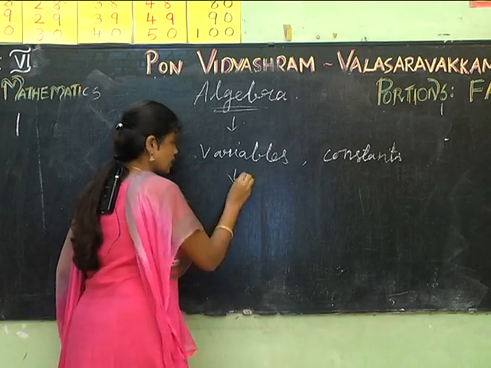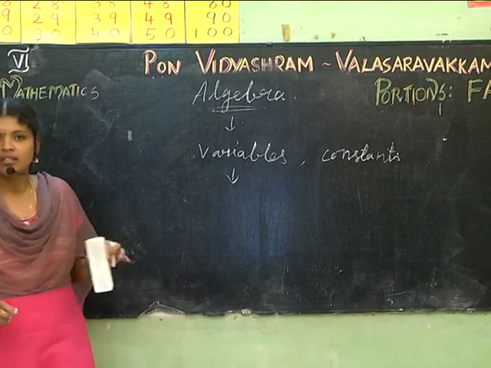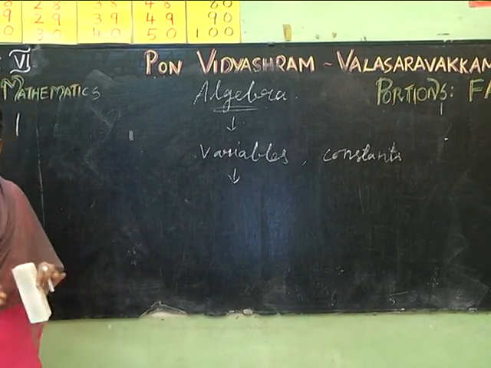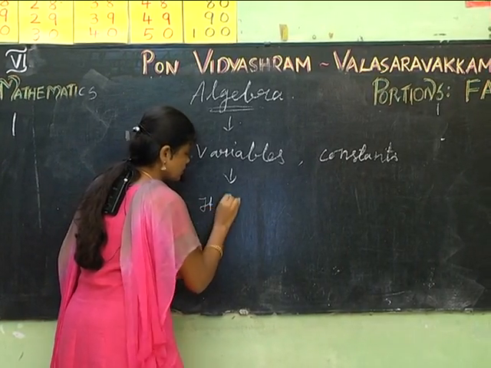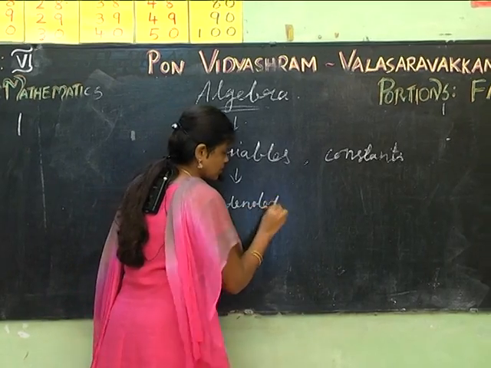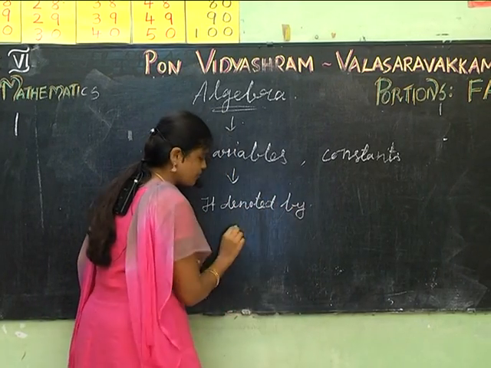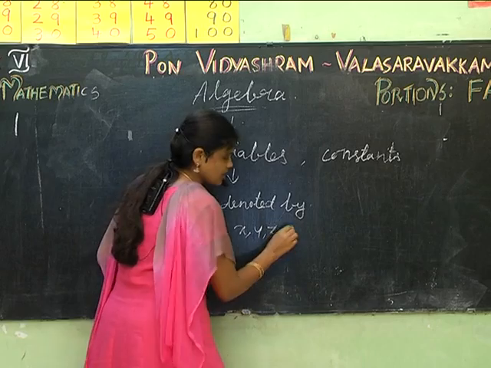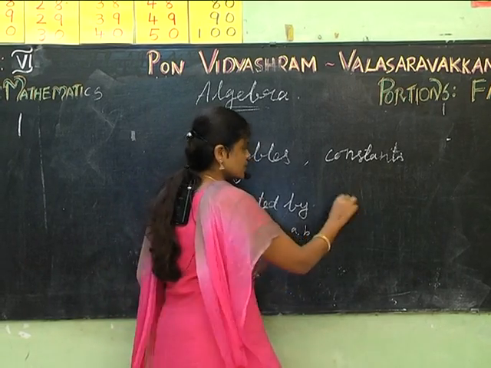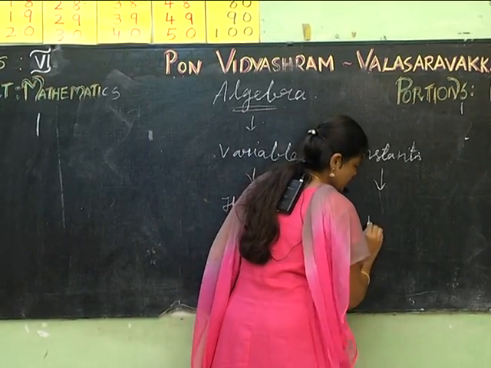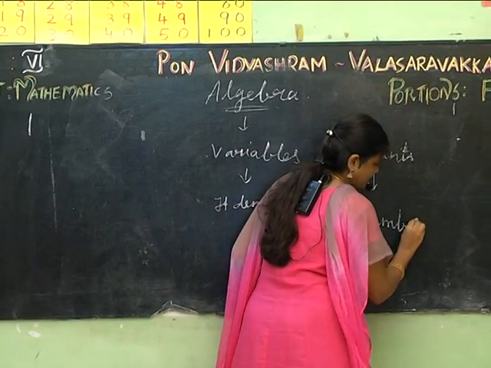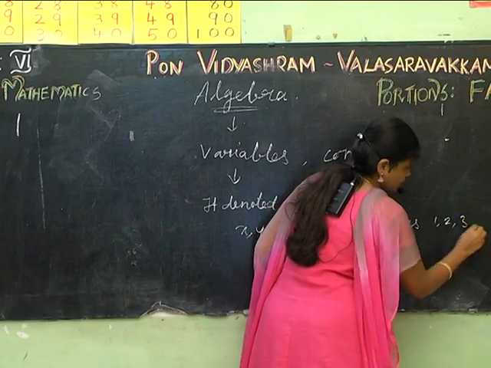What is a variable? Variable means something that can vary, because the value can be changed. So it is denoted by the alphabets, whatever alphabets, x, z, a, b and so on. Then what is a constant? Constant is a fixed value. It is denoted by the numbers 1, 2, 3 and so on.